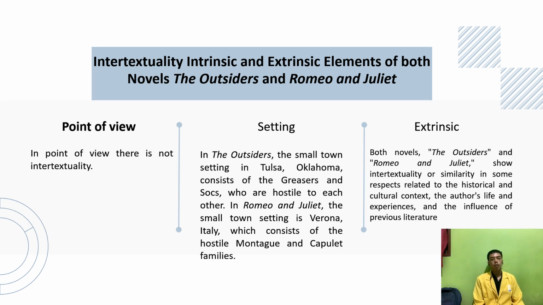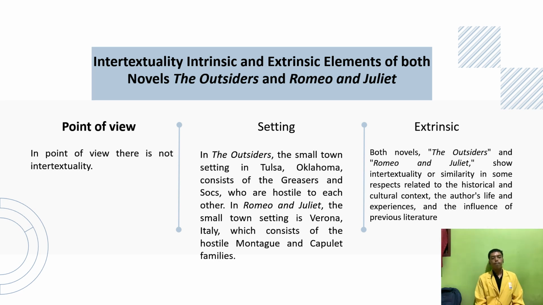Point of view. In the point of view, there is no intertextuality between both novels. Setting. The setting in The Outsiders is a small town in Tulsa, Oklahoma, consisting of the Greasers and Socs, who are hostile to each other. In Romeo and Juliet, the small town setting is Verona, Italy, which consists of the hostile Montague and Capulet families.